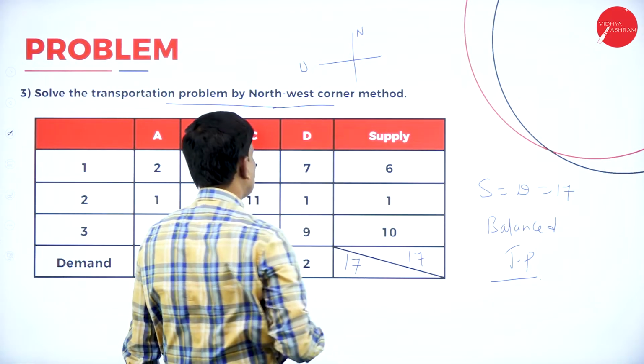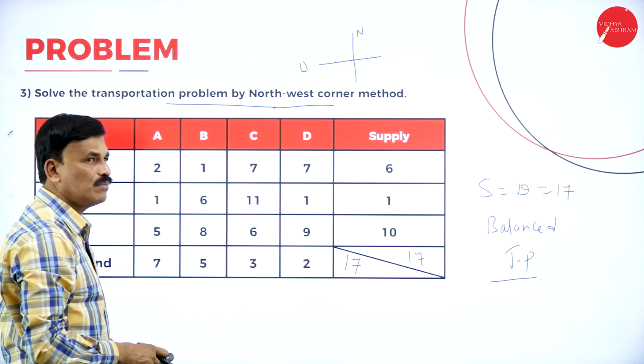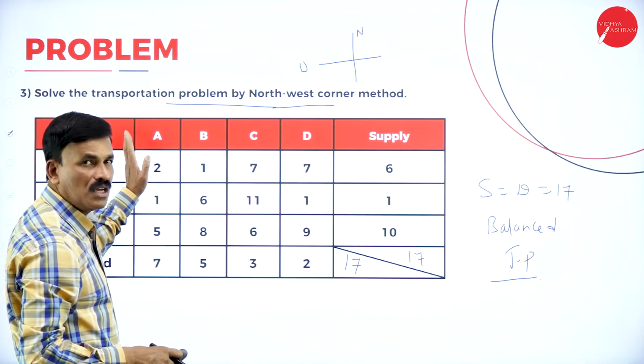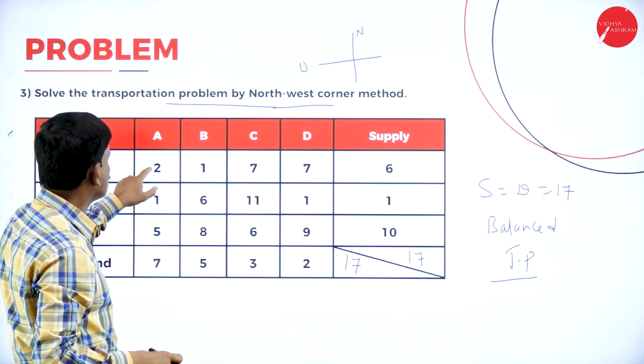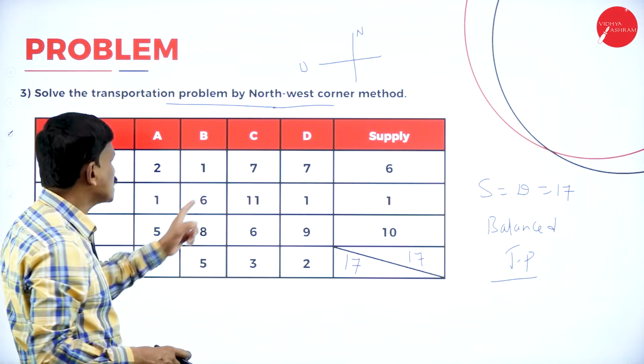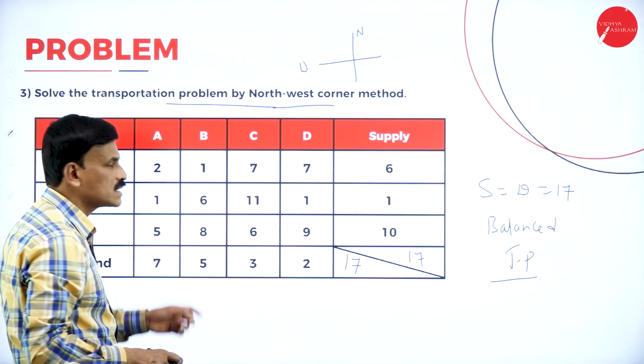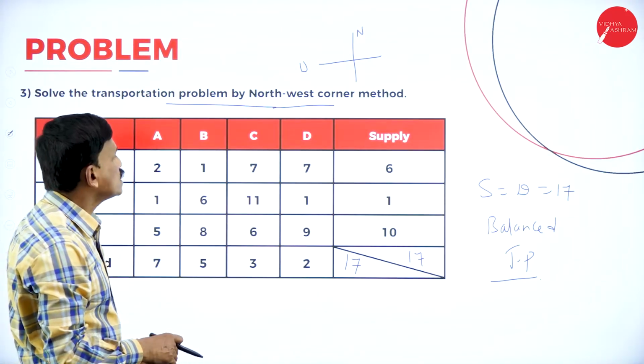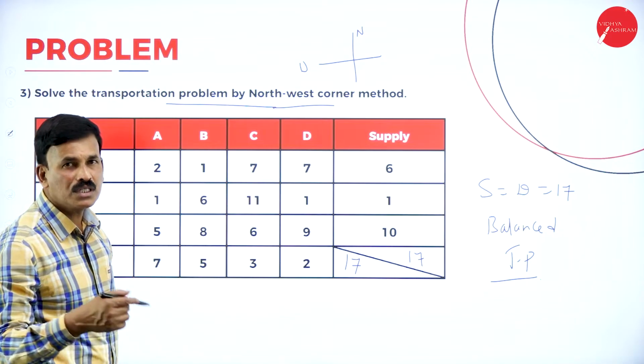Northwest corner. Just find out the northwest element. The first northwest element, the left top corner element, is 2, and then find out the demand and supply. Supply is 6 and demand is 7, which makes the minimum 6. Supply is the minimum. Allocate it and solve.